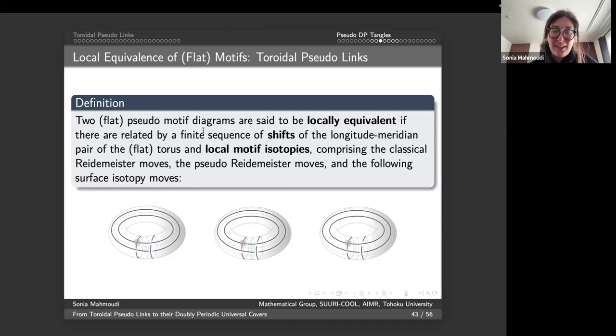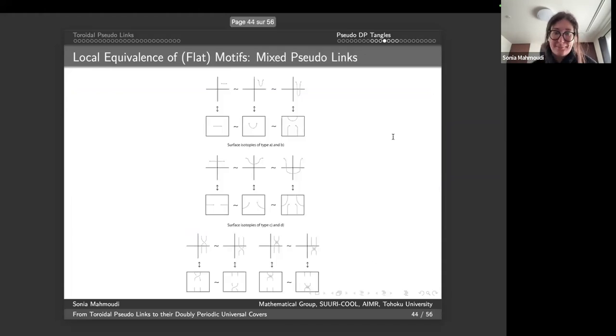So this is something that we take into consideration in what we call the local equivalence. Then, using the notion of mixed link that we have seen before, we were able also to define all the details of surface isotopy, at least on the level of the flat torus, since we are talking about curves that are passing or crossing and pre-crossing that are passing through the longitude and the meridian.